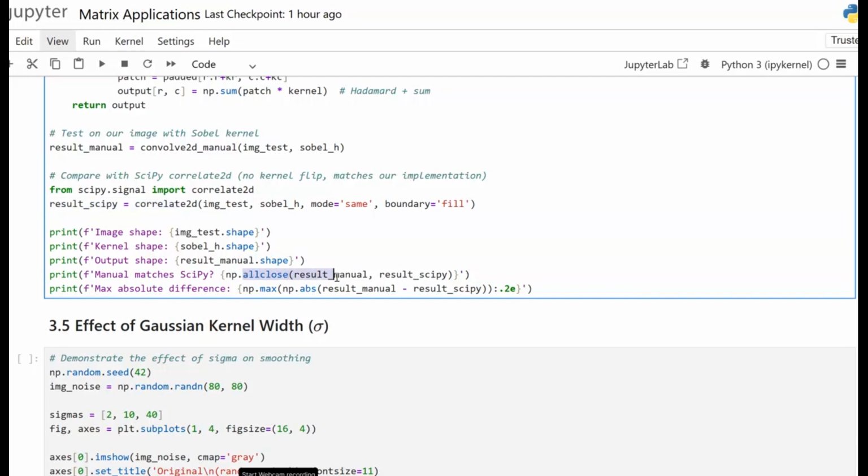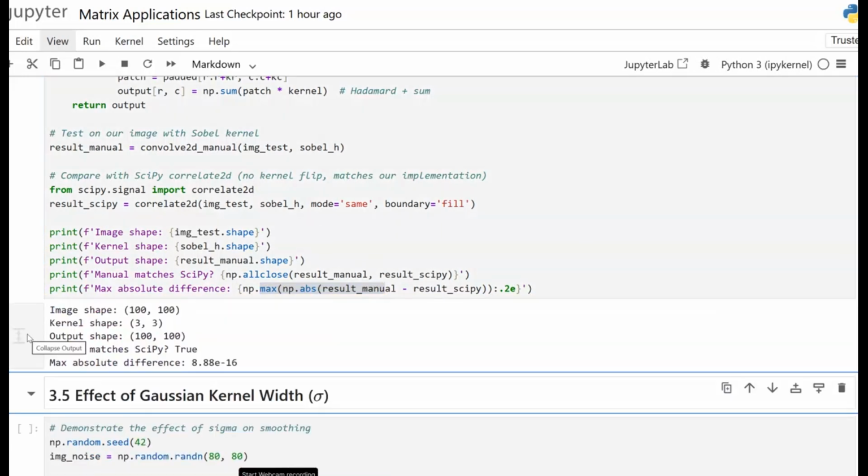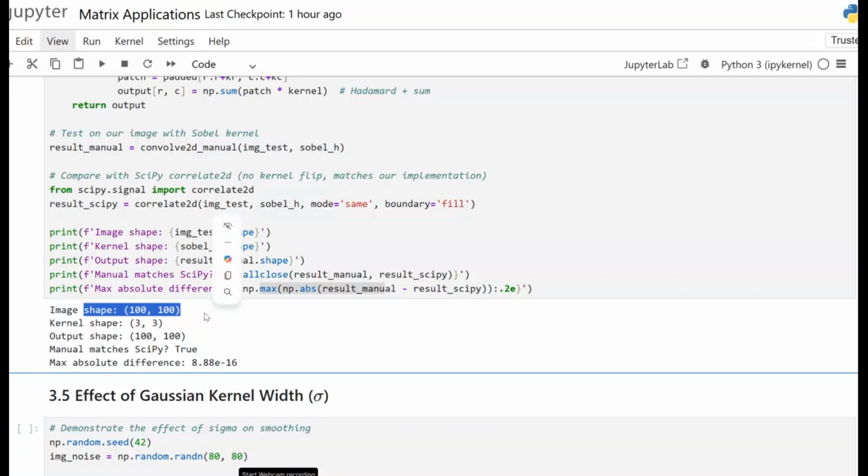Let me check the numerical evaluation. Once I execute, here we go. Kindly see the output: the shape, as we already know, is 100 by 100, and the kernel shape is 3 by 3. The output is the same size as the input image. Observe whether it matches. Both are matching, so it is true. It also gives near machine precision, so this is the maximum difference for this implementation.